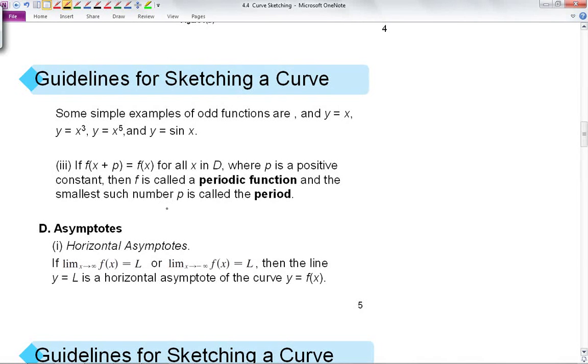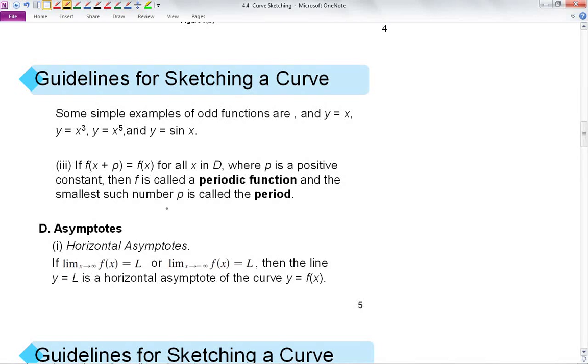So for example, the period of the sine function is 2 pi. So if I just graph it from 0 to 2 pi, I know exactly what's going to happen on all the domain, on all the real numbers, because I can just continue repeating that same graph, that same shape, over and over and over again, once I've determined what it is from 0 to 2 pi.